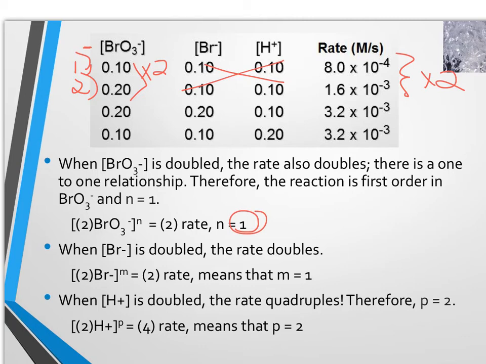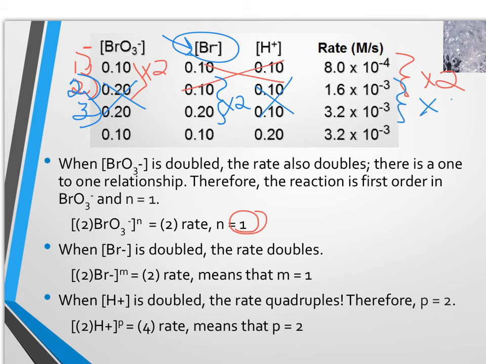Now I'm going to switch and look at bromide ion. It's important to pick the right 2 experiments to compare. In this case, I think I'm going to compare experiment 2 to experiment 3. When I do that, the bromide ion concentration changes by a factor of 2. Bromate stays constant, hydrogen ion stays constant, and the rate of the reaction also increases by a factor of 2. So it is also first order with respect to bromide ion.